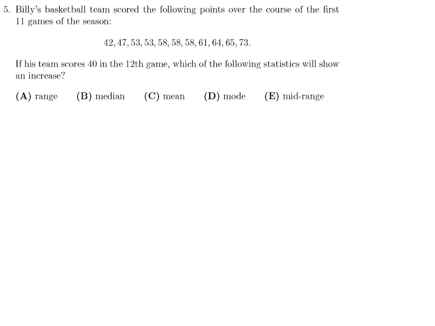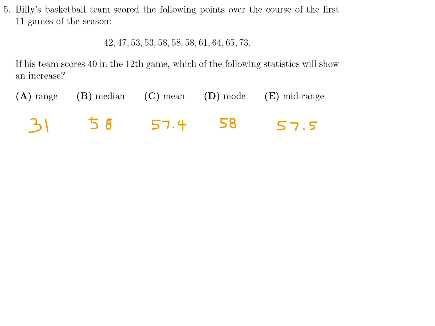Billy's basketball team scored the following points over the course of the first 11 games of the season. If his team scores 40 in the 12th game, which of the following statistics will show an increase? All right. Well, currently, the range is from 42 to 73, which is 31. The median is the middle value, which is 58. The mean is the average. And if you add up all those numbers and divide by 11, you get about 57.4. The mode is the number that appears the most, that's 58. And the mid-range is halfway between 42 and 73, which is 57.5.